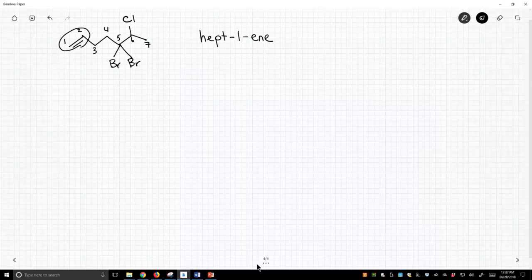So then we just put in our substituents. Now we have a chloro group, and that's going to come in as a 6-chloro. And then we have 2 bromines on carbon 5, and that's going to be a 5,5-dibromo. So we won't write 5-bromo, 5-bromo. It's 5,5-dibromo. Note that numbers are separated by commas. Words and numbers are separated by hyphens, so that's a key distinction.